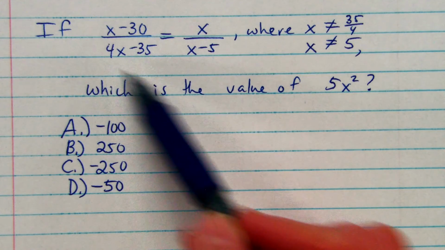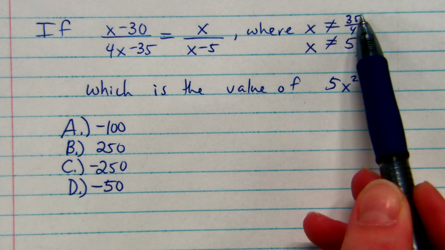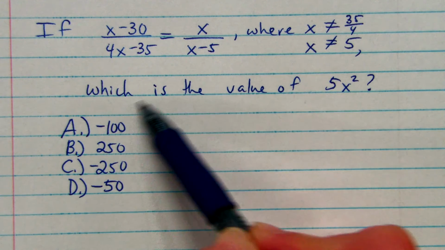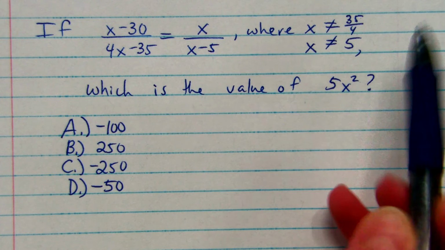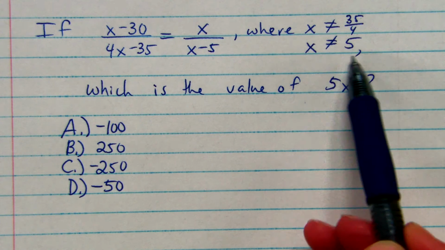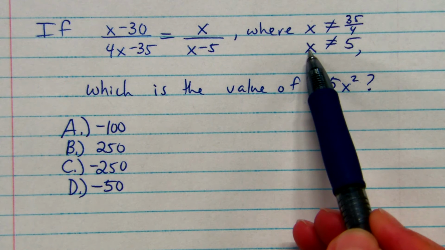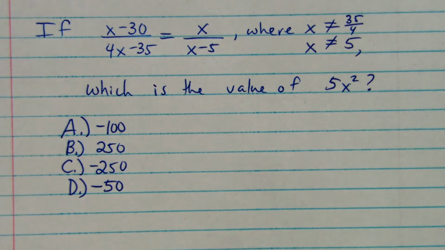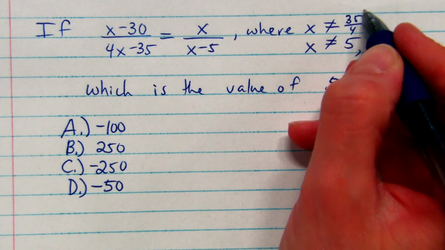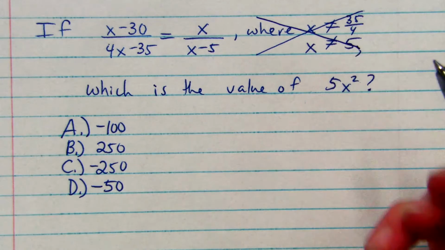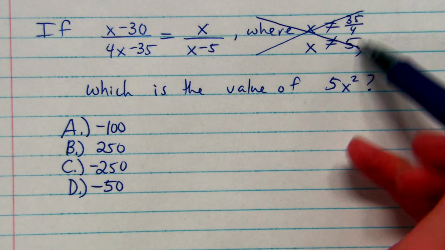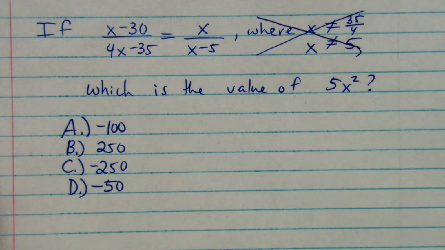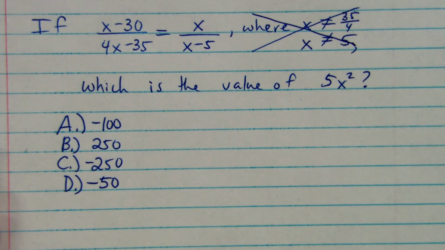It says if this is true and x does not equal 35/4 or 5, which is the value of 5x squared. This little piece right here isn't something you need to worry terribly about. Basically what they're doing here is making sure that the denominators aren't 0 because you can't divide by 0. So this part right here, don't even worry about that. If you happen to get an answer that was one of these, you'd have to throw it out, but they're not going to do that to us on this problem, so we're just going to not worry about that.